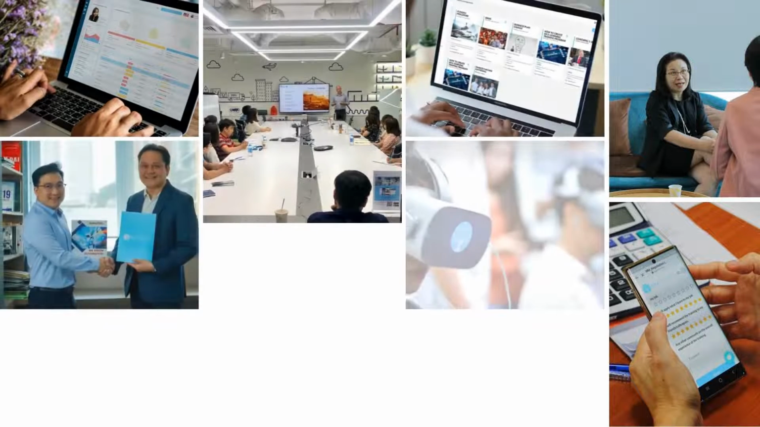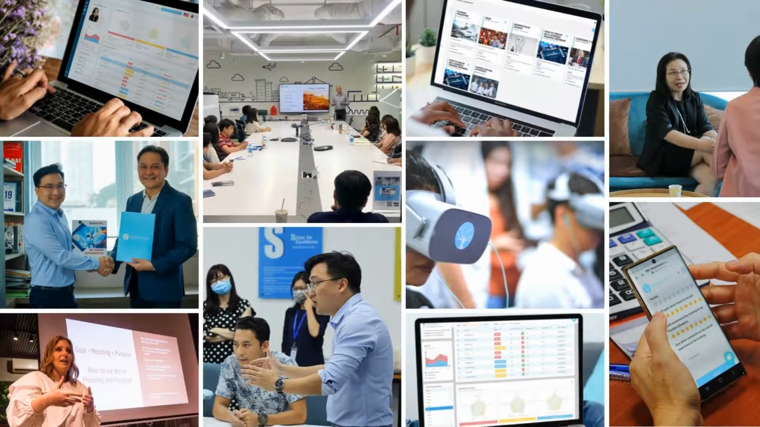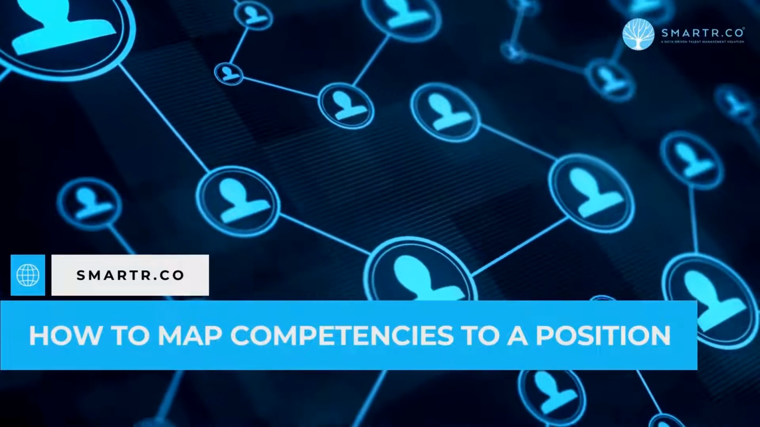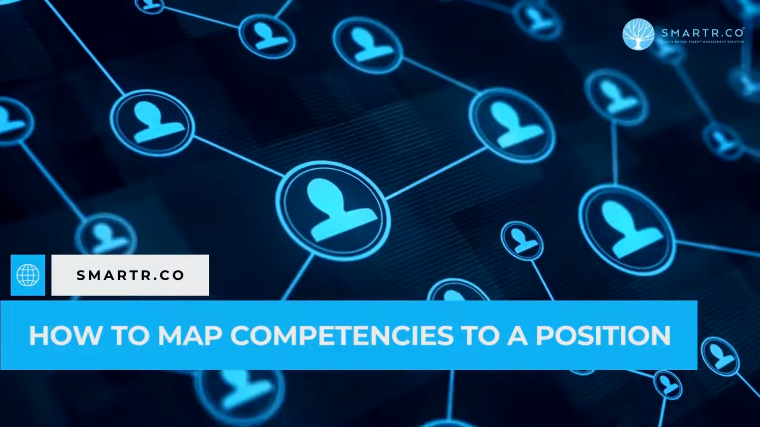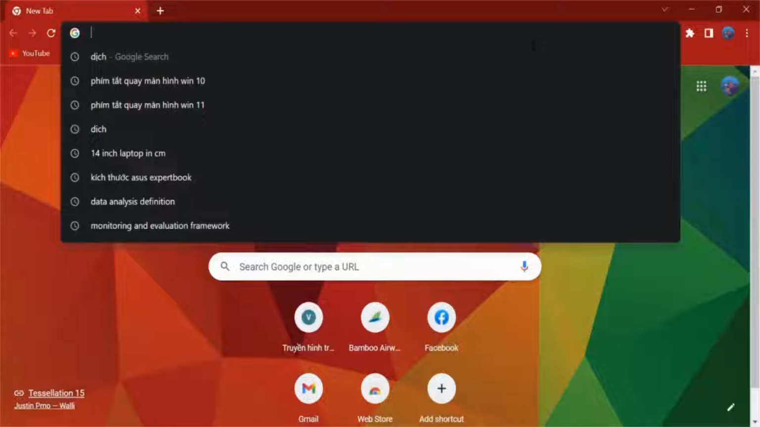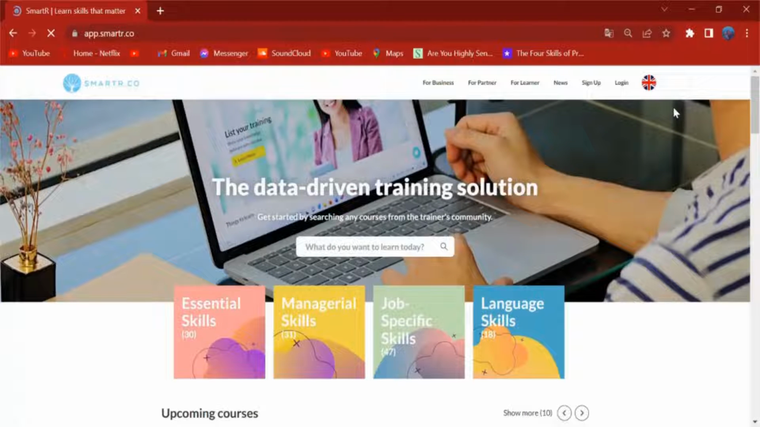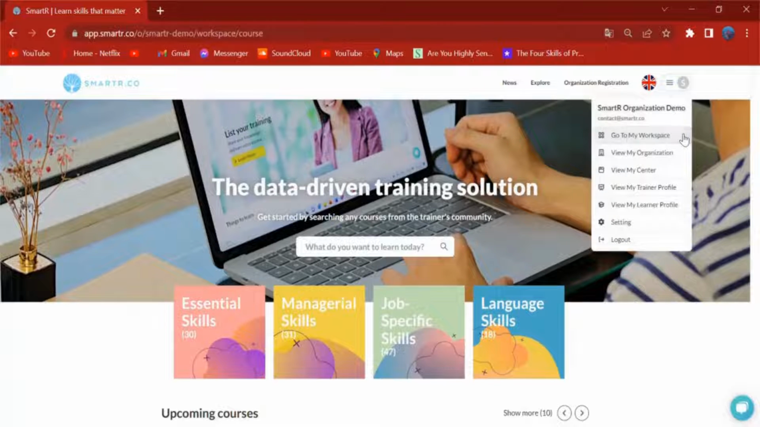At Smarter, we offer a data-driven talent management solution. Today, we will walk you through how to map competencies to a position. Let's get started. First, you will need to create a position. Log into your admin account and you will be directed to the Workspace interface.